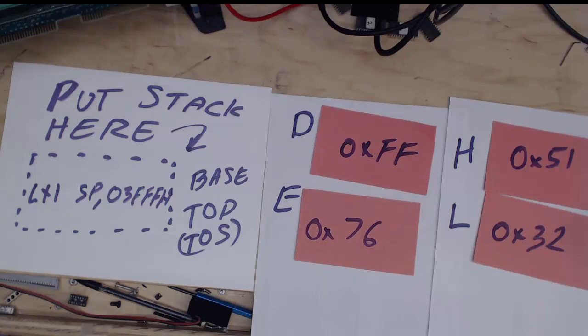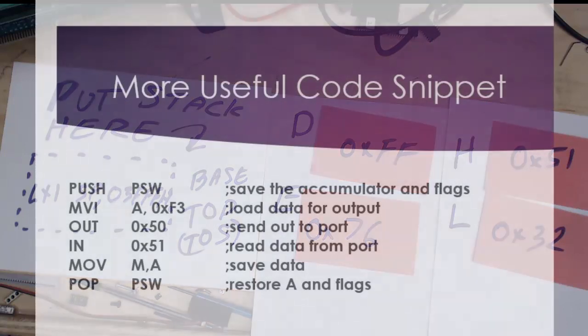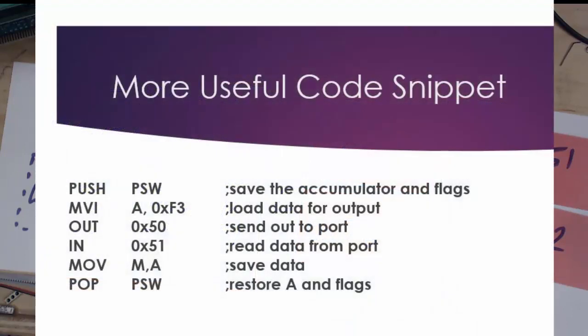Okay, here's an example that's more of a real-world example. Let's say that we've got a subroutine, and the first thing we want to do in this subroutine is save the accumulator, because we're going to use the accumulator for other things. So we come to our subroutine, and the first thing we're going to do is a push PSW. That's our program status word. That's the accumulator and all the flags. So we push the PSW. That saves it to the stack.